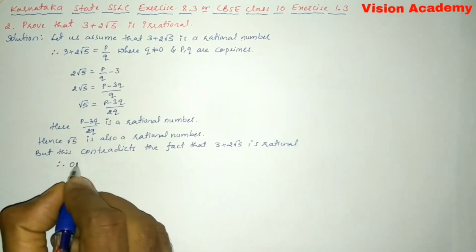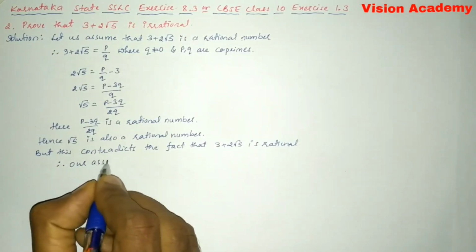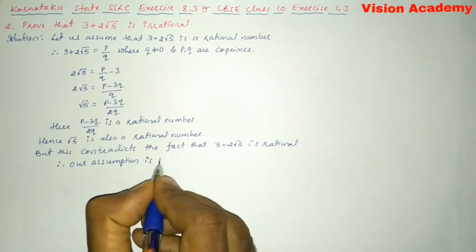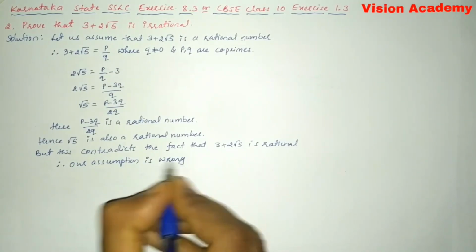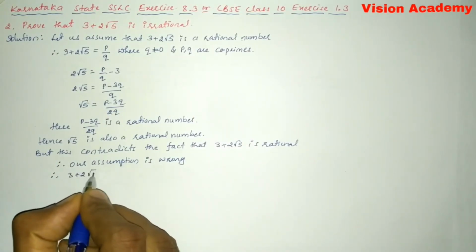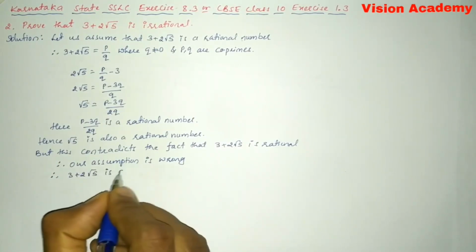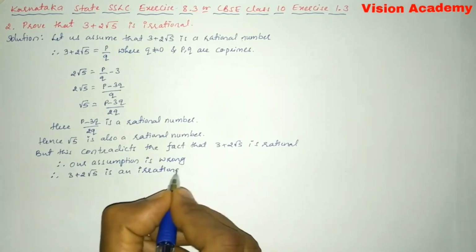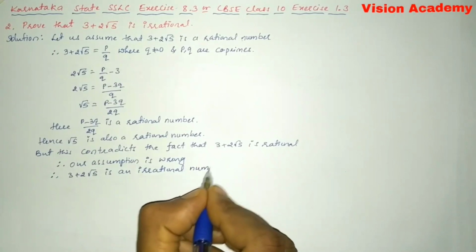Therefore, our assumption is wrong. Therefore, we can conclude 3 plus 2 square root of 5 is an irrational number.